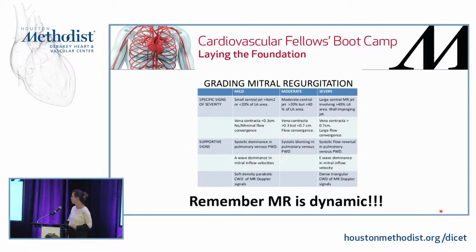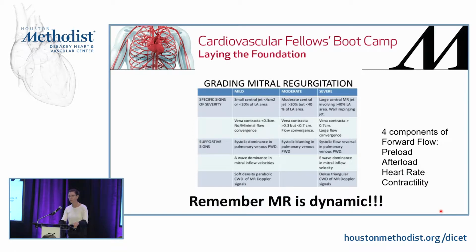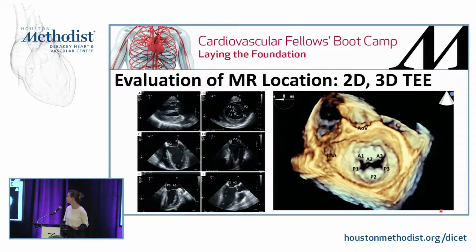And always remember that MR is dynamic, and it's influenced by the 4 components of forward flow, which are preload, afterload, heart rate, and contractility, right? So you can change the MR by just manipulating these 4 variables. Sometimes you can make moderate MR mild, or mild MR moderate.